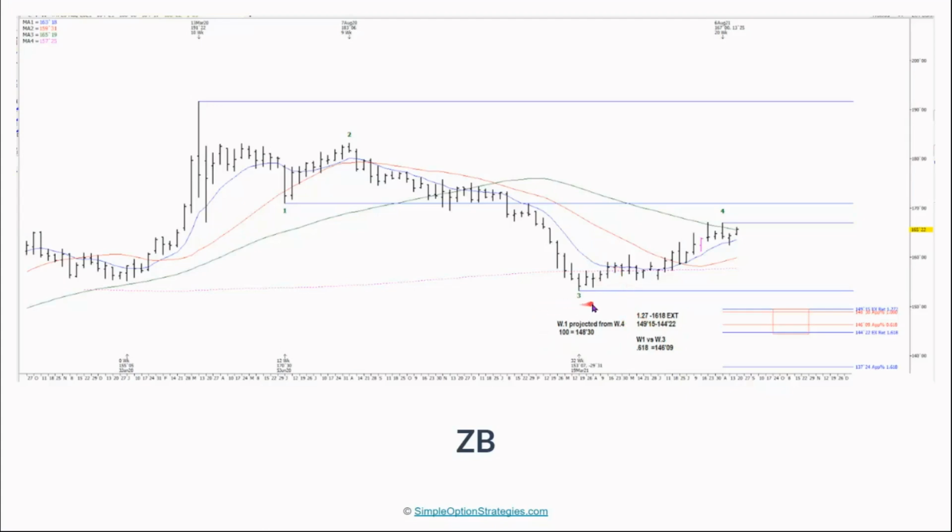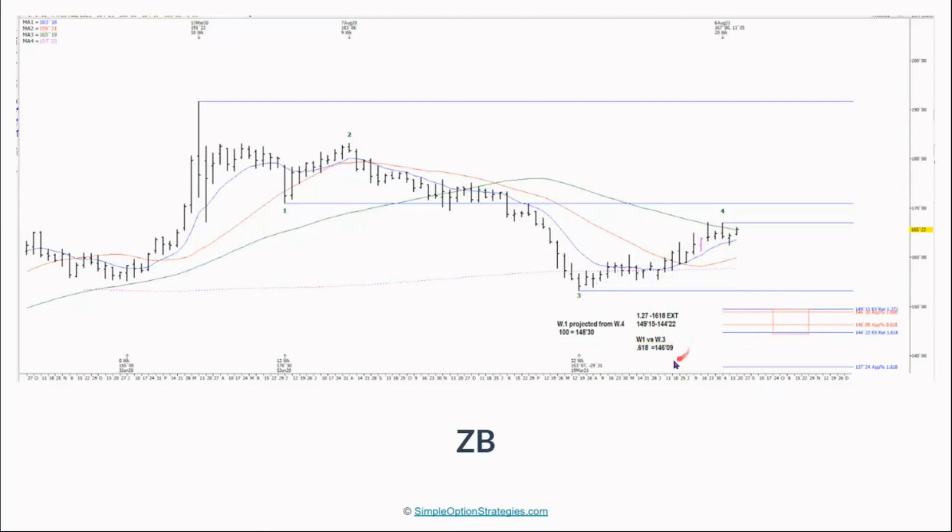Okay. So wave 1 from wave 4. That's this move down here. First click, second click, third click, and you get the number in here. I know it's hard to read on these white charts, but that comes in at 148.30 on here. The 1.27 and 161.8 extensions: you put the extension on from here, and you get an extension down here, and you can see that's 149.14 and 144.22 on here.